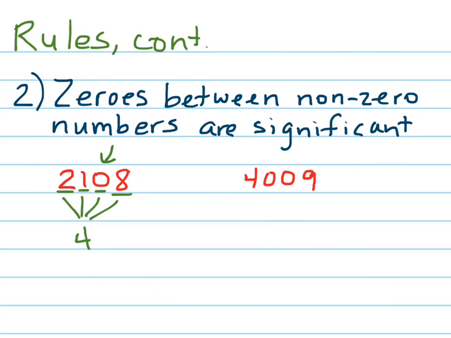In this next example, 4,009, now I have 2 zeros in the middle. But they're also between non-zero numbers, so they are also both significant because they're between the 4 and the 9. So all 4 of these digits are also significant.